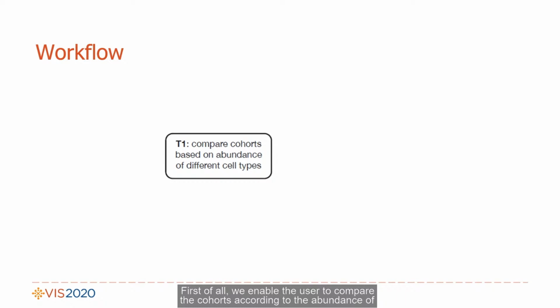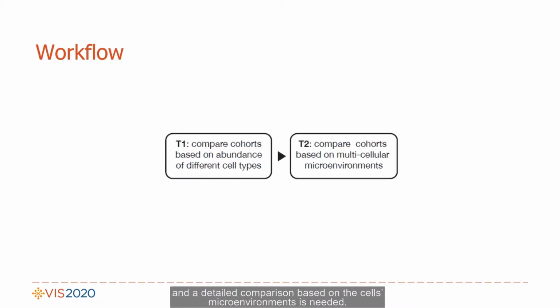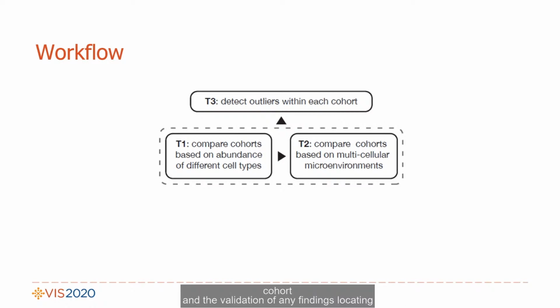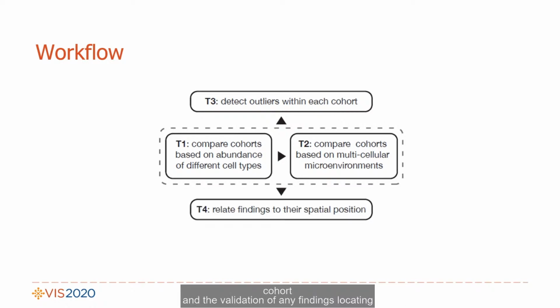Our workflow addresses the following tasks. First of all, we enable the user to compare the cohorts according to the abundance of different cell types. Most of the time, however, this is not adequate, and a detailed comparison based on the cell's microenvironment is needed. Also, throughout the process, we support the visual detection of outliers within each cohort and the validation of any findings, locating them on the tissue.